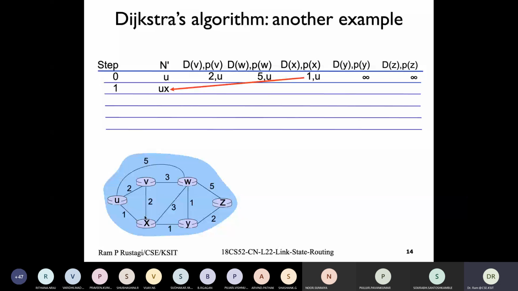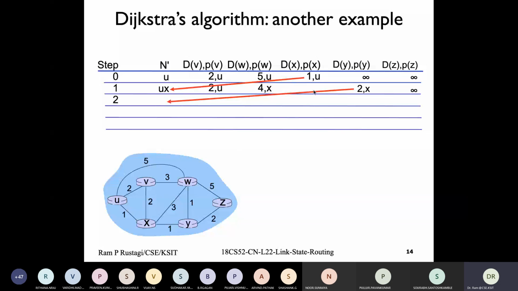Now look, dx is 1 and x to y is 1, so my dy would become 2. Similarly, if you look at it, dx is 1, x to w is 3, so u to w would become 4, because 1 plus 3 is 4. And that's how the cost would be added. And you keep repeating, build it.